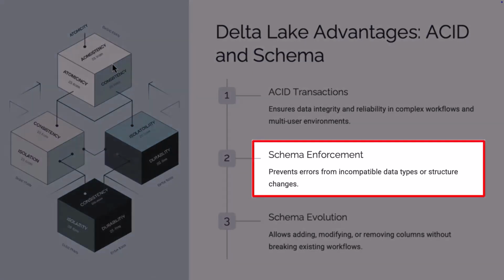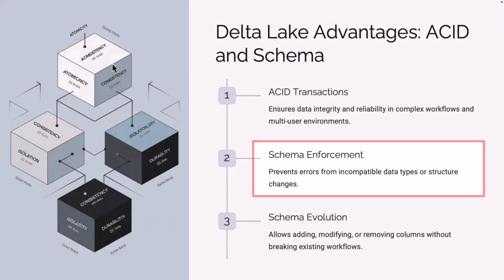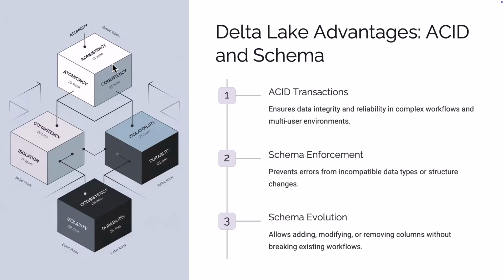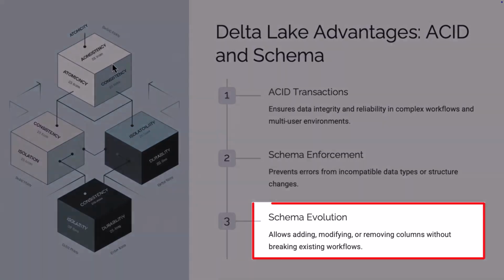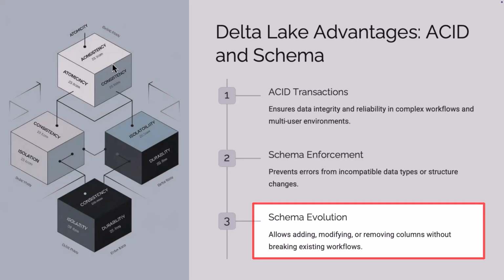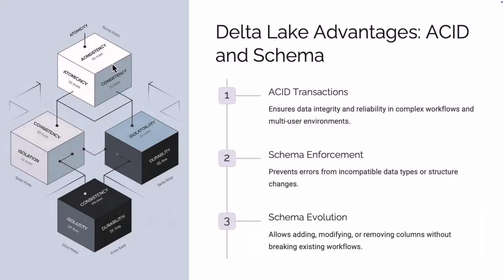And the second thing is schema enforcement. Sometimes what happens is you might end up having incompatible data types or structural changes, and Delta Lake prevents errors from these kinds of scenarios. And it also allows schema evolution. It allows adding, modifying, or removing columns without breaking existing workflows.